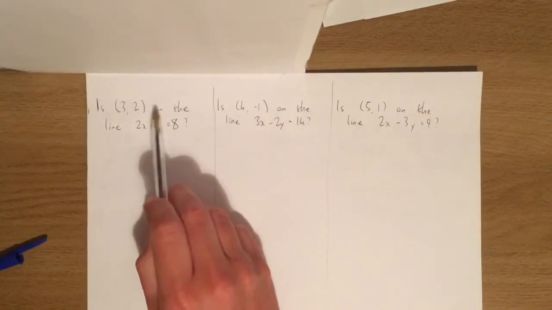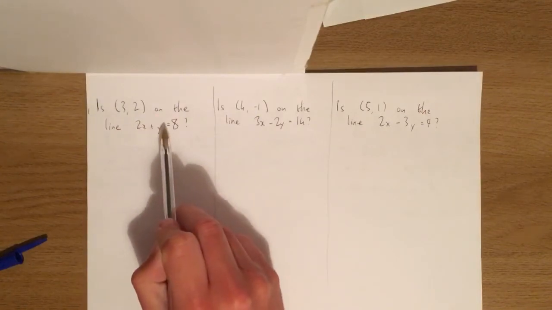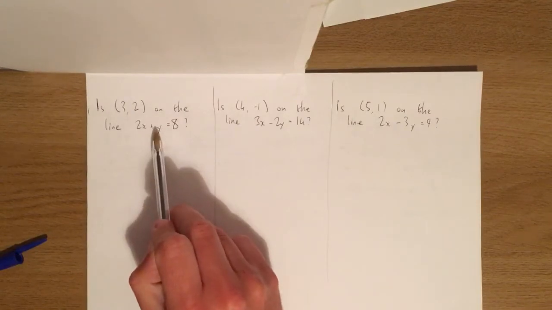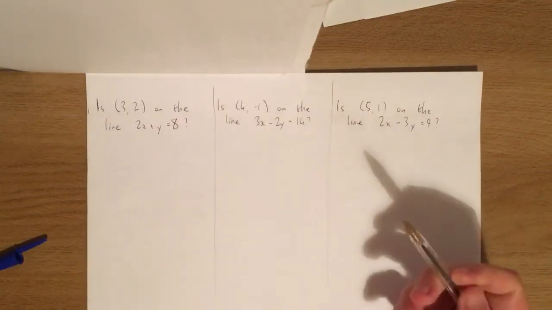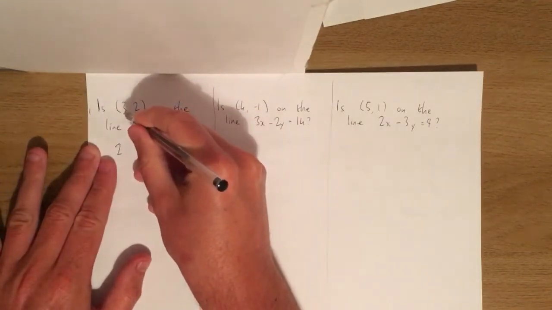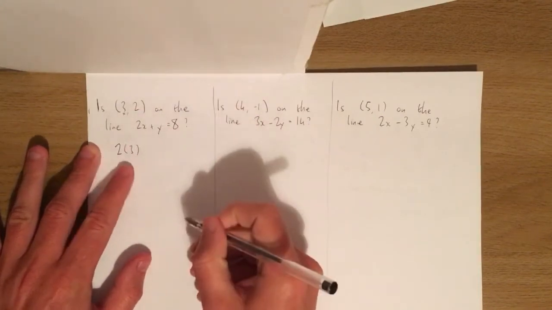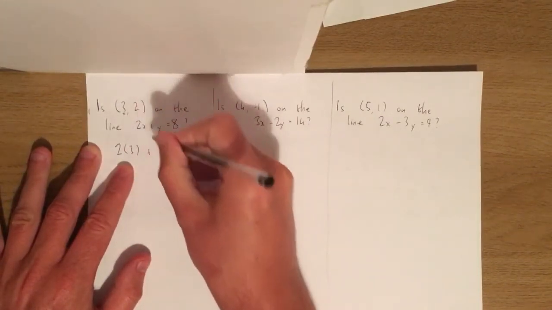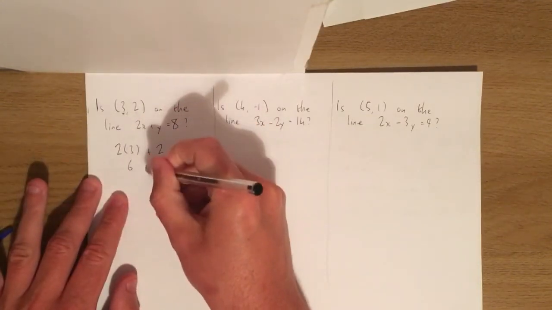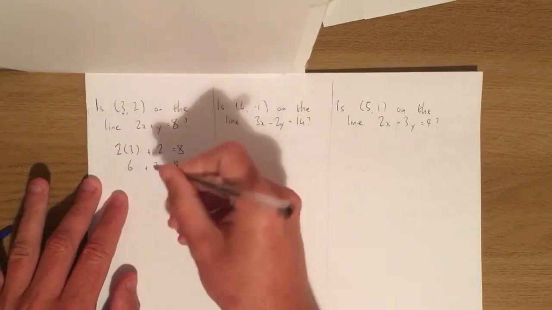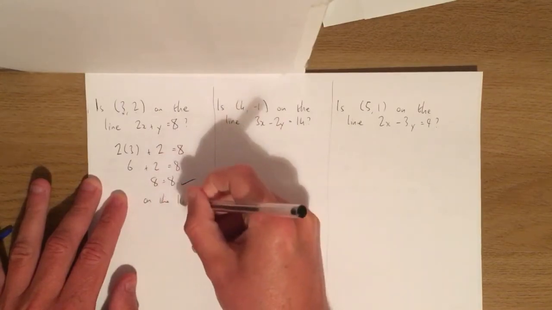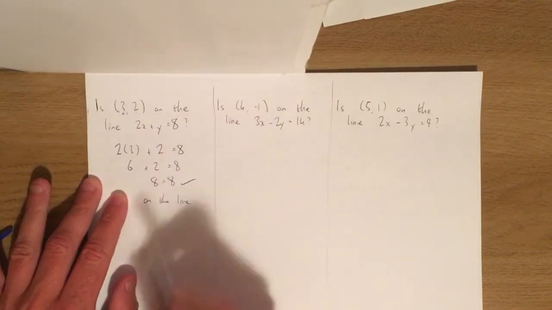Is 3, 2 on the line 2x plus y equals 8? So if I put 3 in for x, 2 in for y, and I get 8 equals 8, it's on the line. So let's do that. So 2x plus y. Instead of x, I'm going to sub in 3. So 2 times 3 plus, instead of y, I'm going to sub in 2. 2 times 3, 6, plus 2 equals 8. What's 6 plus 2? It's 8. So that's on the line, because you got 8 equals 8.